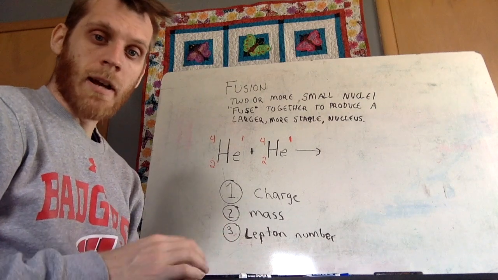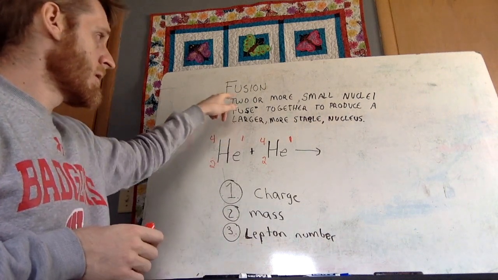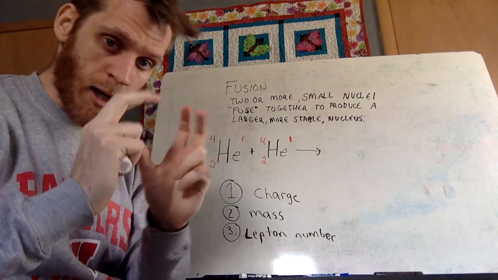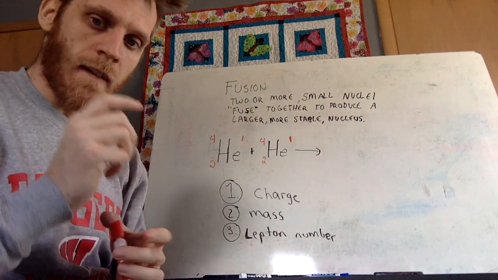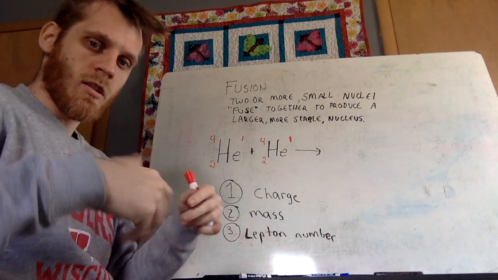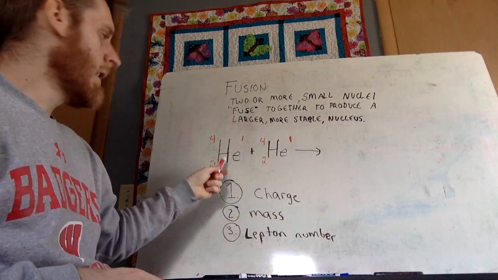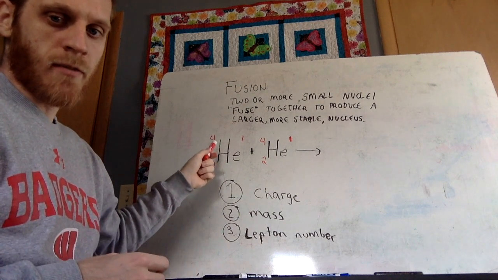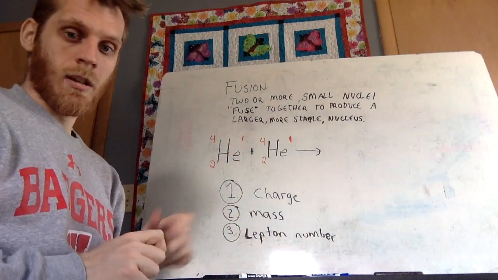Then the last nuclear reaction we're going to talk about is called nuclear fusion. So nuclear fusion is when two or more small nuclei fuse together, they come together, and they produce a larger, more stable nucleus. You can remember fusion versus fission, because fusion means fusing together, coming together, fission, breaking apart. Okay, so here's an example. We have helium, which has a nuclear charge of 2, and a mass of 4, and lepton number of 1, reacting with another helium nucleus.